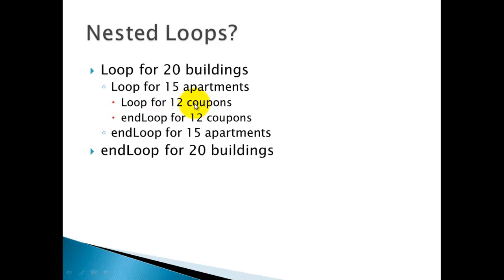Inside the apartment loop, you would have a loop for printing the coupons, and of course that loop would iterate 12 times. Now remember that you have to end each loop in the reverse sequence that you started. So once you're finished printing the coupons, doing whatever you're supposed to do in the body of the loop, then you're going to end the loop for the coupons. When you're finished doing whatever you need to do in the loop for the 15 apartments, you end that loop, and then of course you end the loop for the 20 buildings.